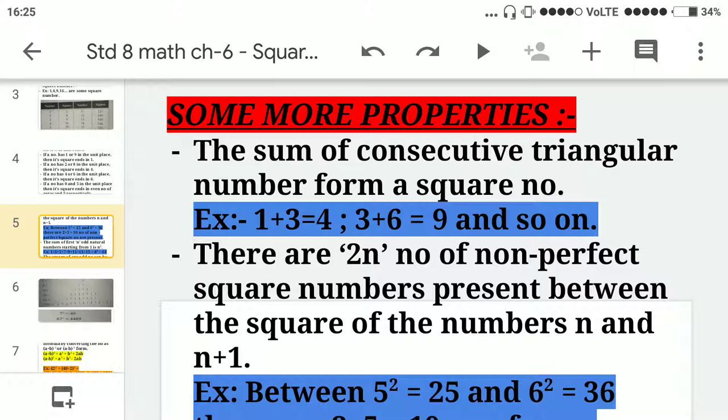These are the numbers forming your triangular numbers. If you add any two consecutive triangular numbers, like here we have added 1 plus 3 equals 4, 3 plus 6 equals 9, and so on. If you continue adding, you will get a perfect square number. Okay.